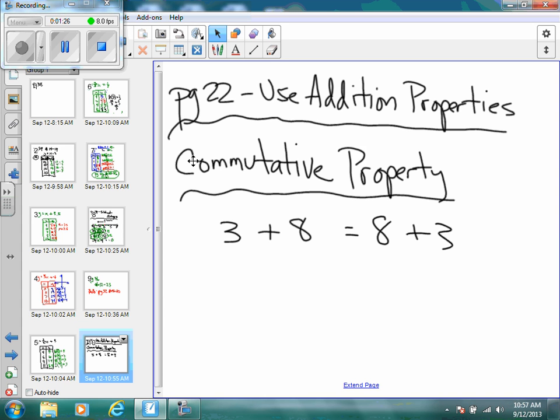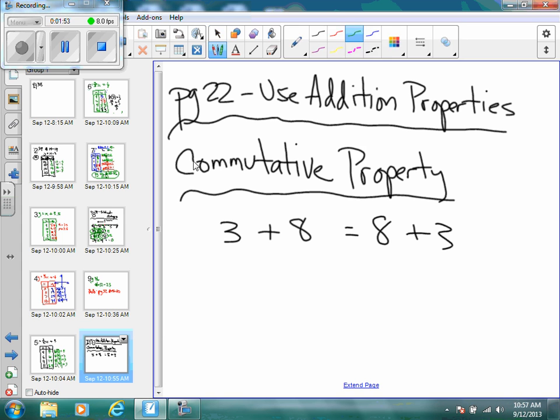Can you maybe put into words what that means? Alexis. Okay, even if you switch around the numbers, they're going to be equal. Your sum will be equal. Just look at this side. What is 3 plus 8? What is 8 plus 3? They are the same, okay?